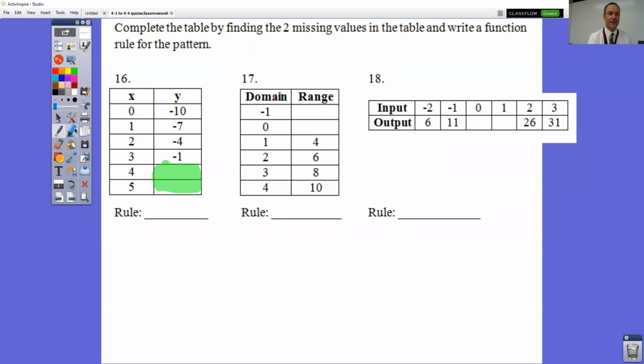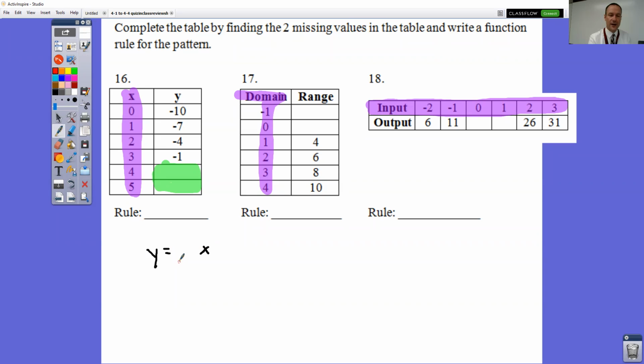Now, taking a look at these three particular questions, notice that our x value is counting by ones. If your x value is counting by ones, you don't have to use subtract, subtract, divide. You can, if you want to, use subtract, subtract, divide for every single question. Now, what am I talking about with subtract, subtract, divide?